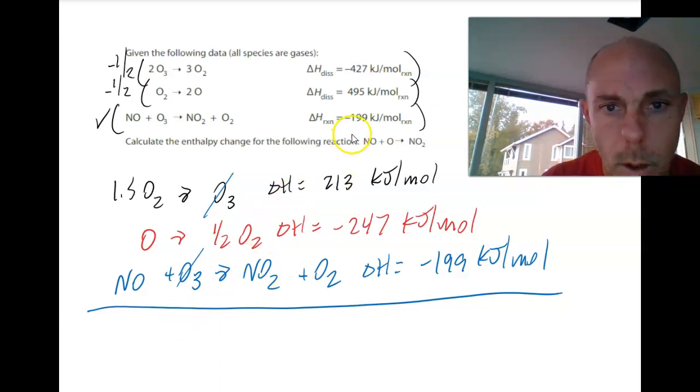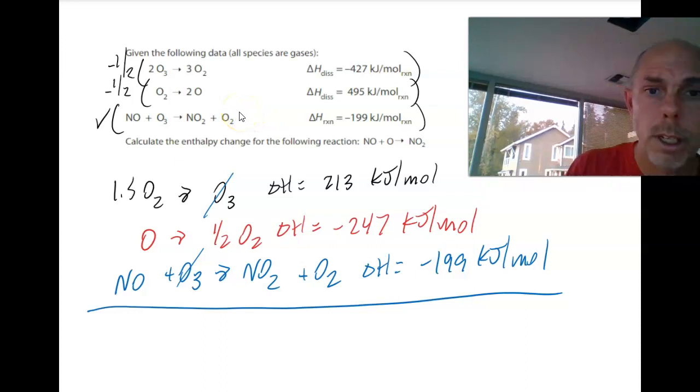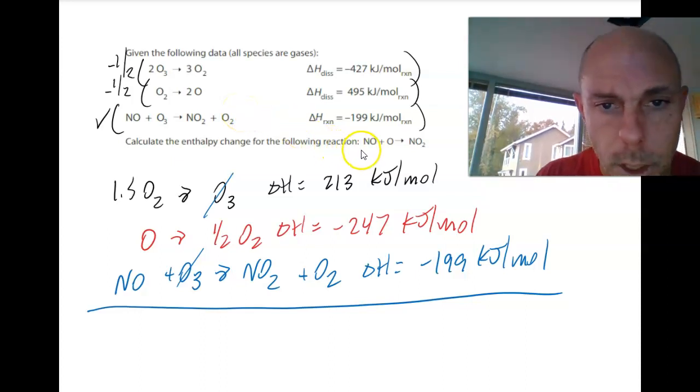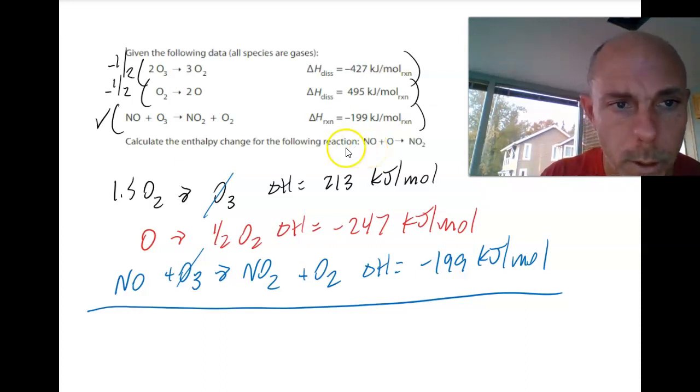I'm looking at this overall reaction that these reactions will sum algebraically to after manipulation and cancellation to find the delta H of, and I notice that I want NO on the reactant side and just 1 mole of NO.